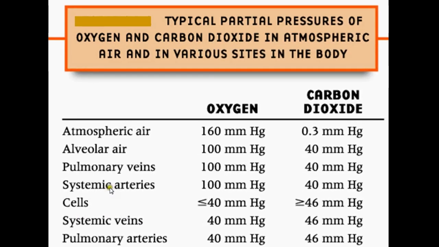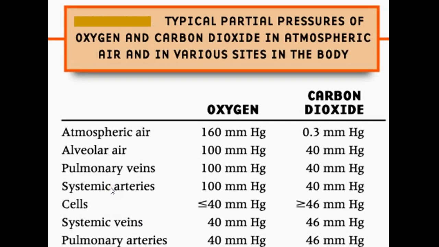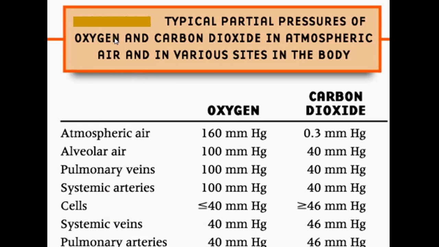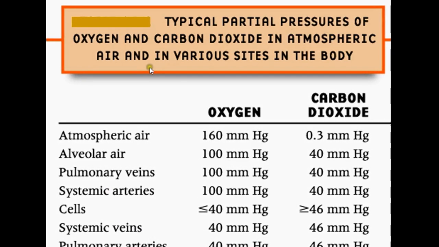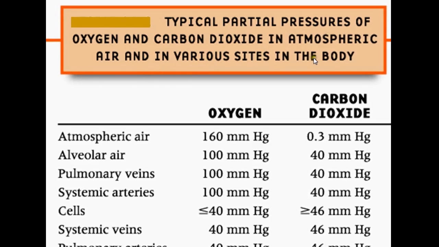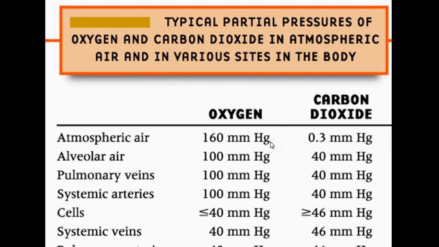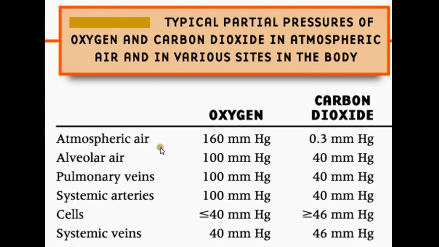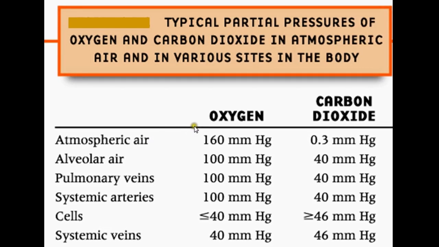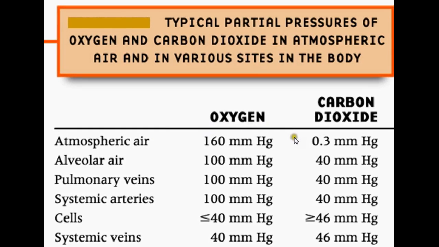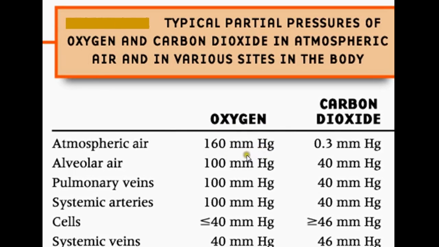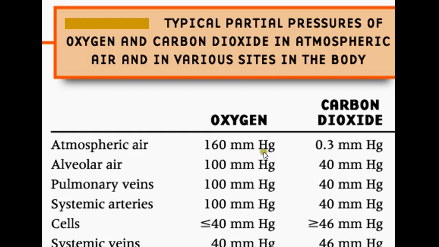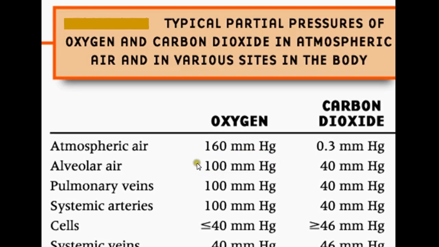Now, first of all, you have to remember the typical partial pressures of oxygen and carbon dioxide in the atmosphere and in various sites in the body. First, let us take oxygen. In the atmosphere, the partial pressure of oxygen is 160 mmHg. But in the alveoli of the lungs, it is about 100 mmHg.